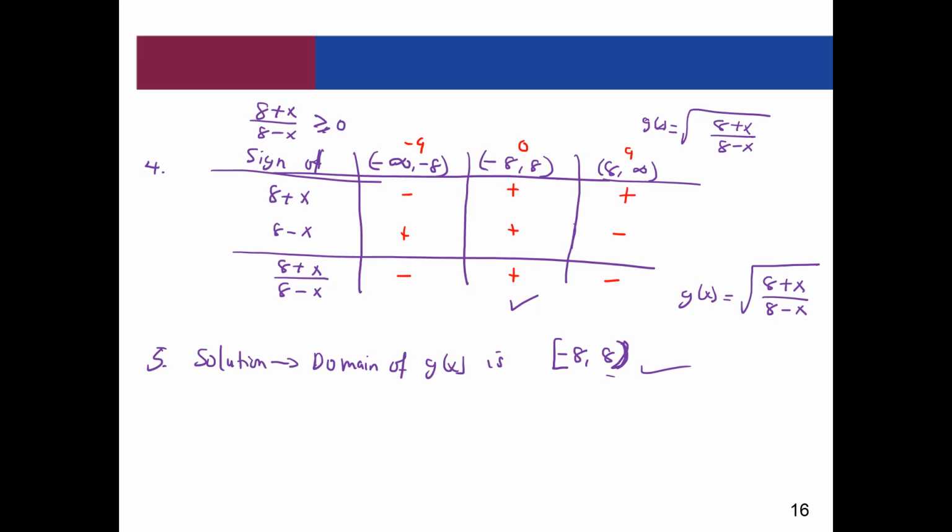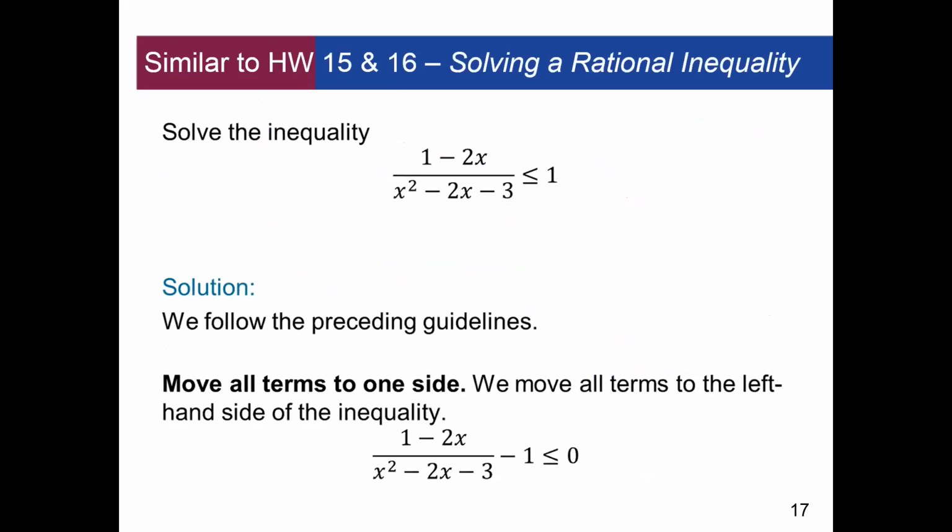Okay. Now, we'll look at our last question. This is similar to homework questions 15 and 16. I changed the inequality symbol to less than or equal to 0, because I realized I've been solving ones that are all greater than 0 or greater than or equal to 0. So let's make it less than or equal to 0 and see how we solve this. All right, so now let's go through all the steps, all the guidelines.